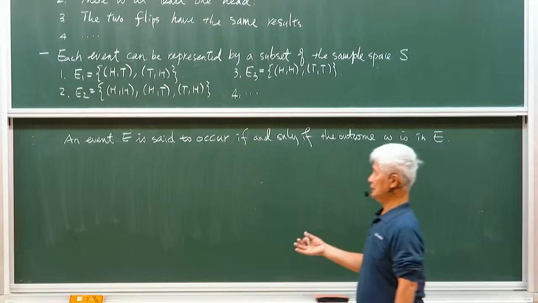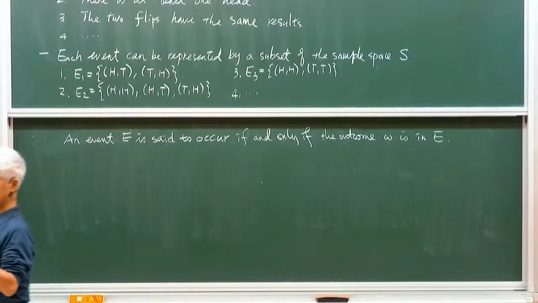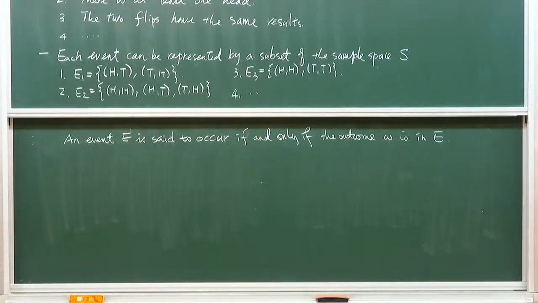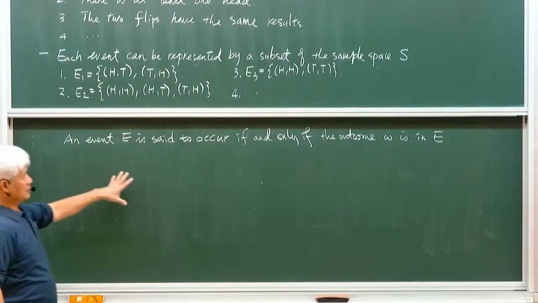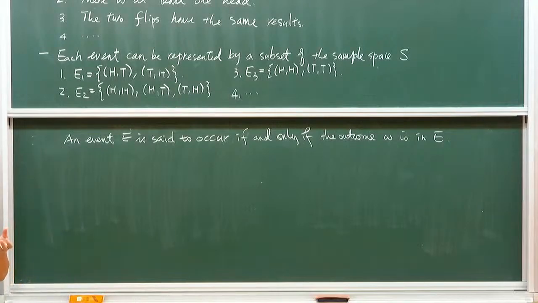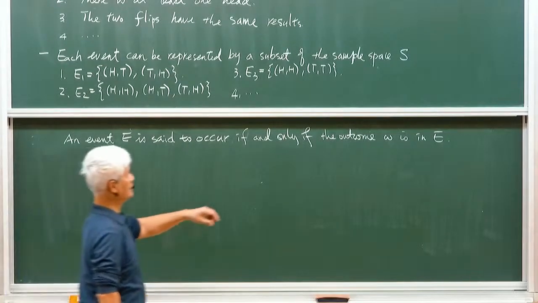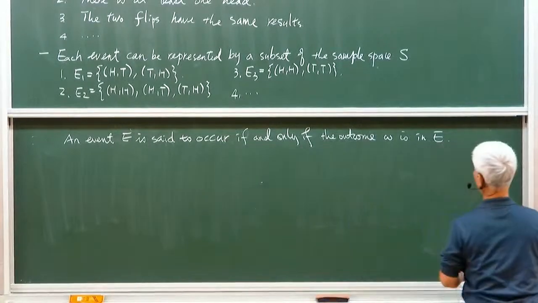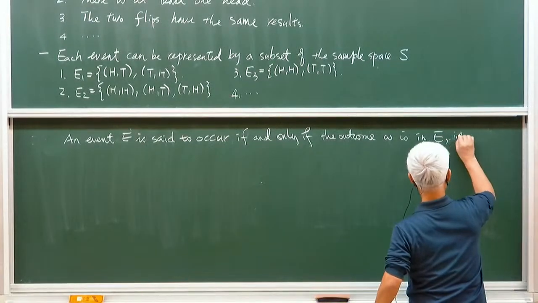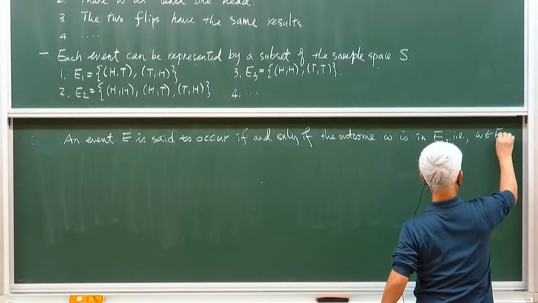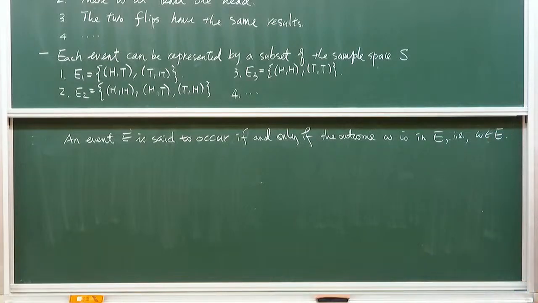Because set is a fundamental concept in mathematics, and in a set there are elements. So we will say omega is in E, or sometimes we use "belongs to", the mathematical symbol epsilon here.